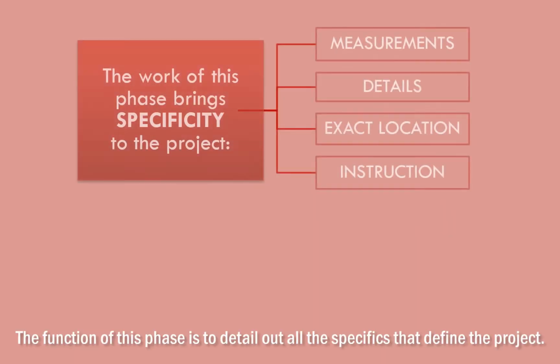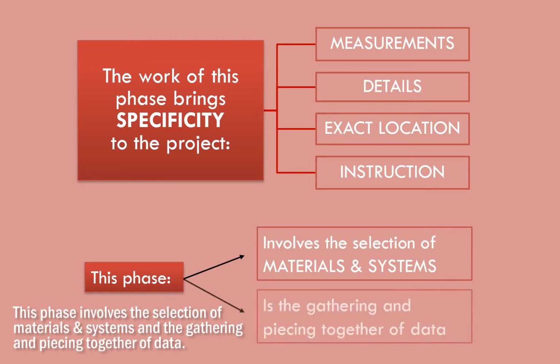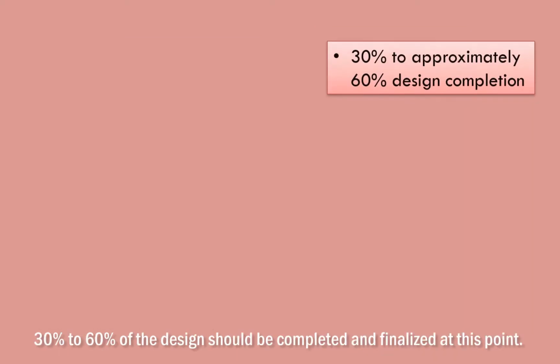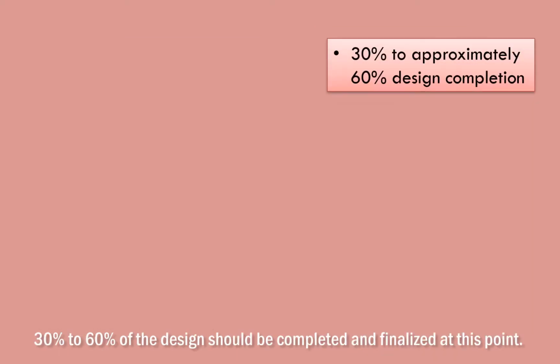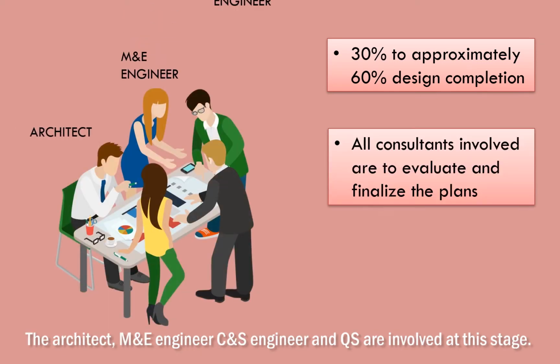The function of this phase is to detail out all the specifics that define the project. This phase involves the selection of materials and systems and the gathering and piecing together of data. 30% to 60% of the design should be completed and finalized at this point. The architect, M&E engineer, CNS engineer, and QS are all involved at this stage.